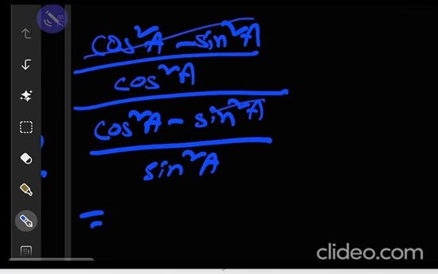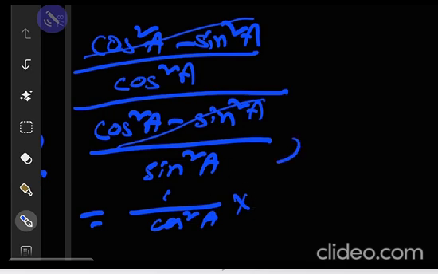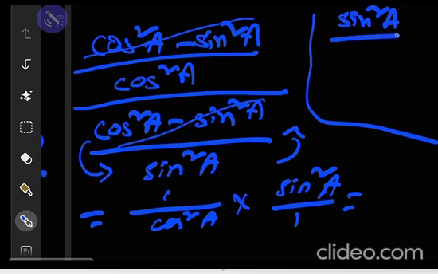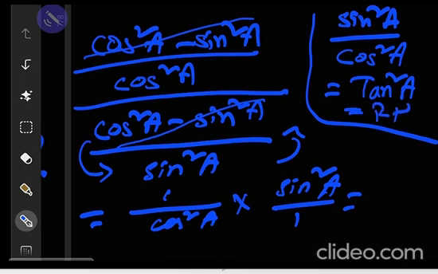So this is equal to cos square A minus sin square A. This entire part and this entire part will get cancelled. We are left with 1 by cos square A into, so here it is in the denominator, so when we multiply reciprocally, it will go to the numerator and the numerator will come to the denominator. This is sin square A by 1. So this is nothing but sin square A by cos square A, which is equal to tan square A, which is your RHS.